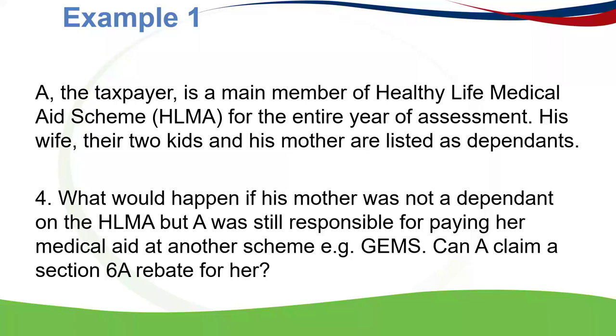So in this example, the taxpayer's mother will not be entitled to a Section 6A rebate because she will not be making contributions towards the medical aid scheme. Right. So as long as the taxpayer is making a contribution towards a medical aid scheme, doesn't matter how many, they will be entitled to that rebate. And if the taxpayer is not making a contribution towards a medical aid scheme, then they will not be entitled to the Section 6A rebates, as they will not be making the contributions themselves.